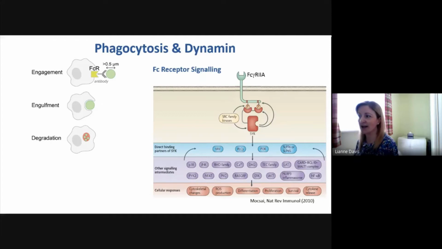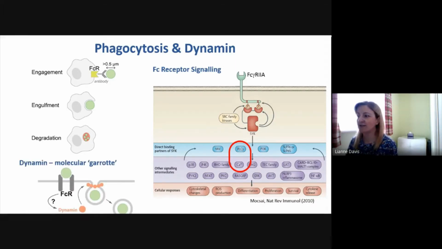through SRC-related kinases that activates the phospholipase C pathway. A critical factor for phagocytosis is the activation of the GTPase dynamin, which contributes to vesicle internalization in multiple ways, including the pinching off of the neck of the internalized vesicle, a molecular garrote, if you like. However, which signaling elements are important for phagocytosis has been somewhat controversial, and the pathway for the activation of dynamin is unknown.